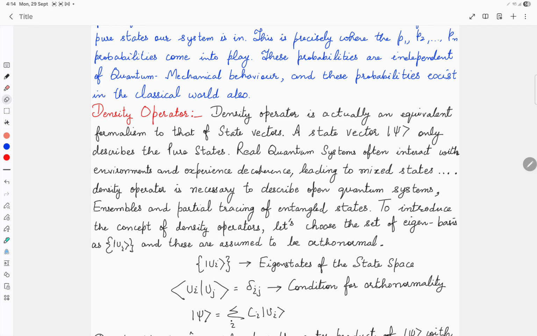To introduce the concept of density operators, let us choose the set of eigenbases, represented by ket ui. I is an index that traverses the number of eigenvalues, and these are assumed to be orthonormal. These eigenbases are normalized also, and they are orthogonal to each other. So these are the eigenstates, and the inner product of ui with uj can be expressed as a Kronecker delta that explains the normalized and the orthogonal relationship.